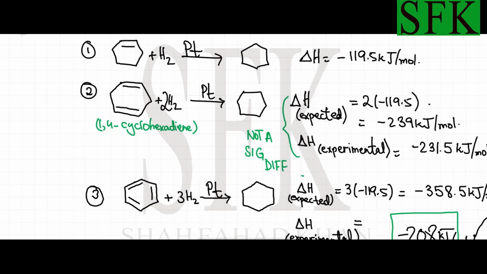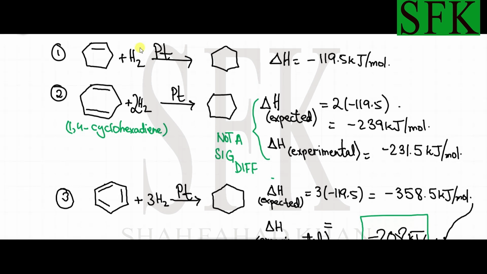The first reaction, the first enthalpy change of hydrogenation: cyclohexene, when it reacts with hydrogen gas in the presence of a platinum catalyst, hydrogenation occurs and cyclohexene gets converted to cyclohexane. The enthalpy change of this reaction, when calculated, turned out to be minus 119.5 kilojoules per mole.